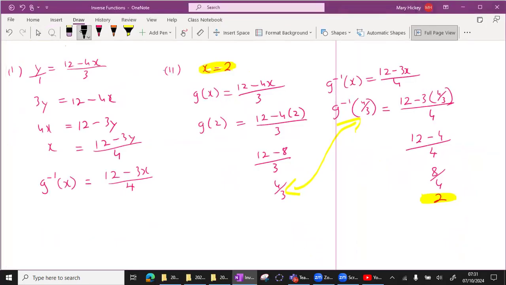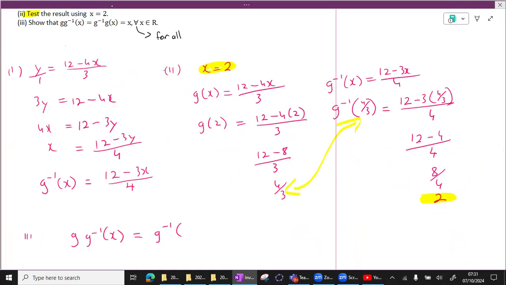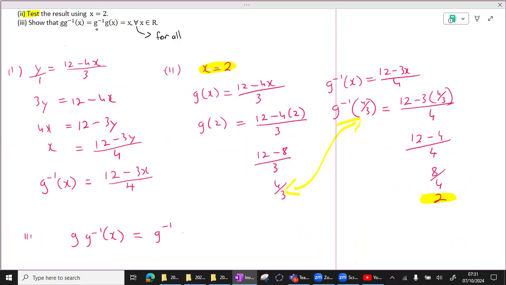So I'm going to write it out here, part 3. I'll rewrite the question here. So there's this idea that if you do g after the inverse, or you do the inverse after g, it should give you an answer of just x when you're done. So let's see if that happens.